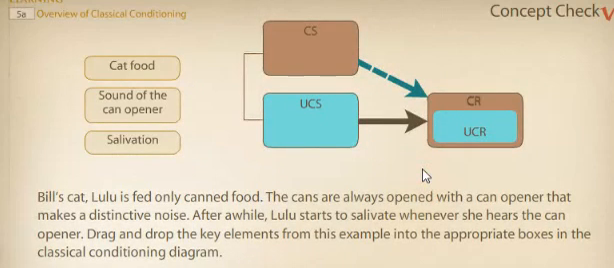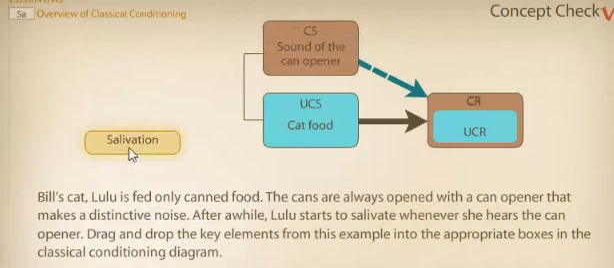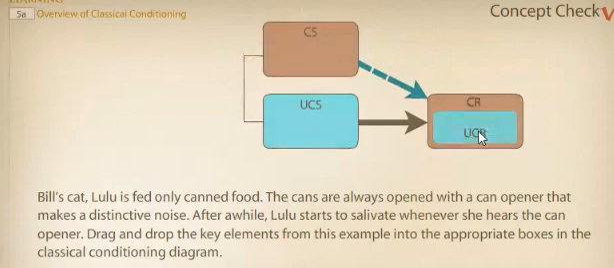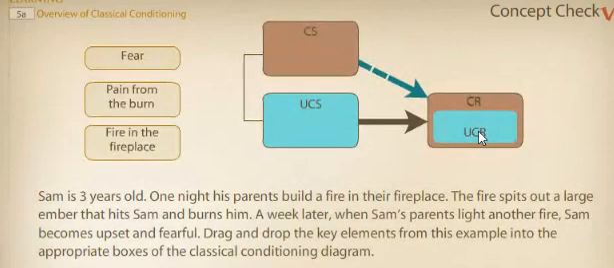So here's a couple of examples. Bill's cat Lulu is fed only canned food. The cans are always opened with a can opener that makes a distinctive noise. After a while, Lulu starts to salivate whenever she hears the can opener. We're going to drag and drop the key elements from this example into the appropriate boxes in the classical conditioning diagram. So the cat food, unconditioned stimulus. Sound of the can opener, conditioned stimulus. Salivation, conditioned response.